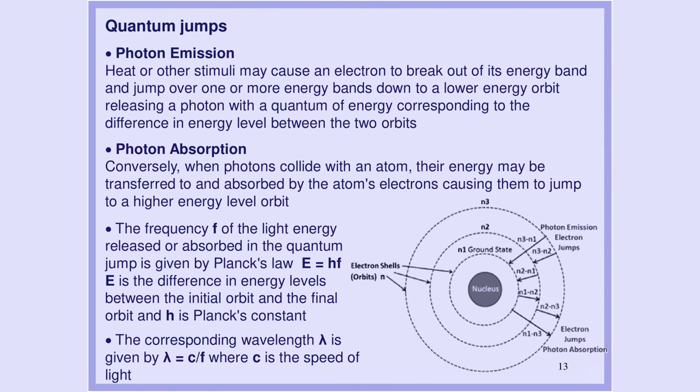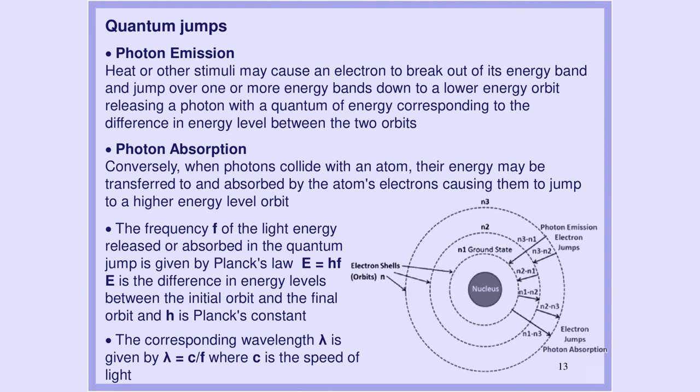Heat or other stimuli may cause an electron to break out of its energy band and jump over one or more energy bands down to a lower energy orbit, releasing a portion of the energy that is named as a photon, with a quantum of energy corresponding to the difference in energy level between the two orbits. It is the photon emission.